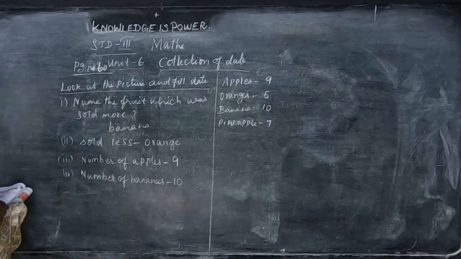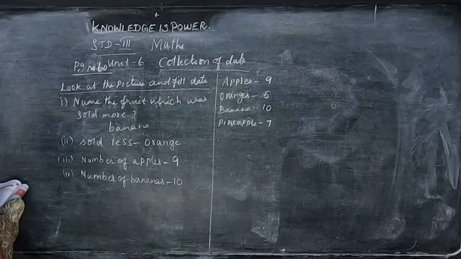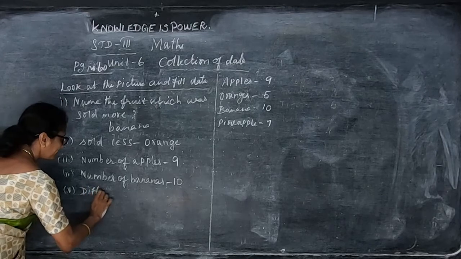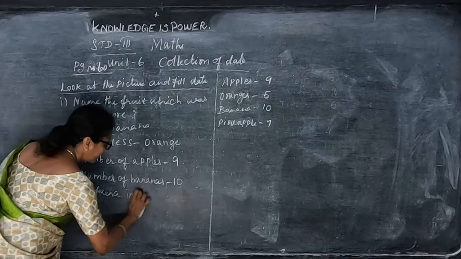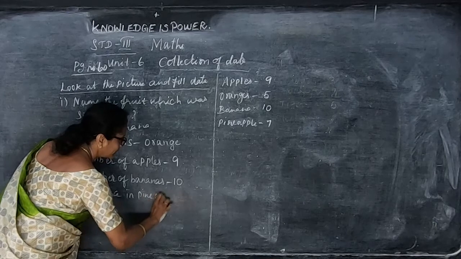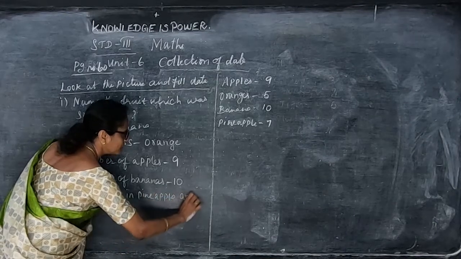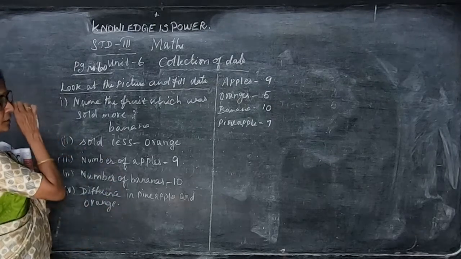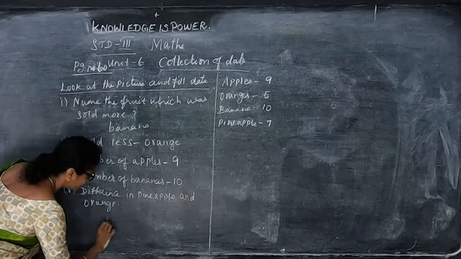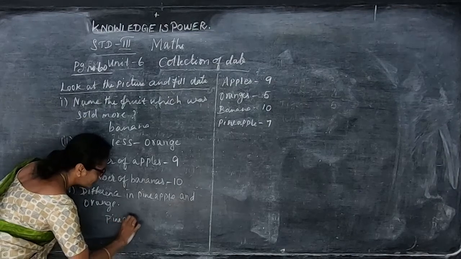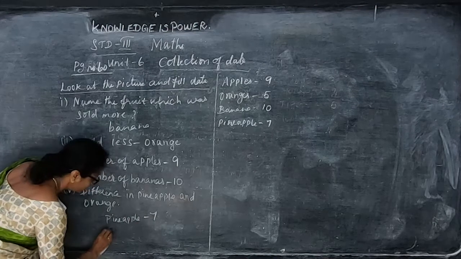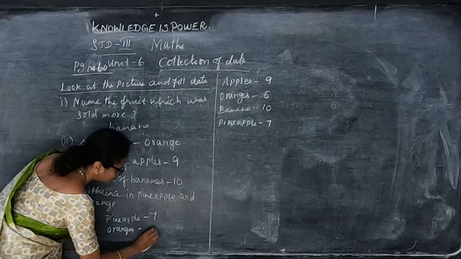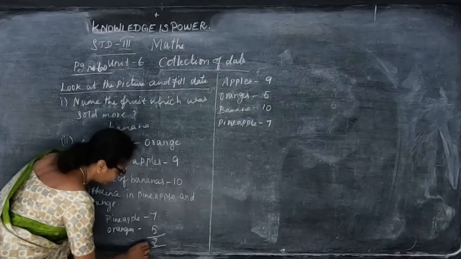Then next one is, what is the difference in the number of pineapples sold and oranges sold? Difference in pineapple and orange. So what is the difference? How many pineapples and how many oranges were sold? Pineapple is 7 and orange is 5. So what is the difference? 2 only is the difference.